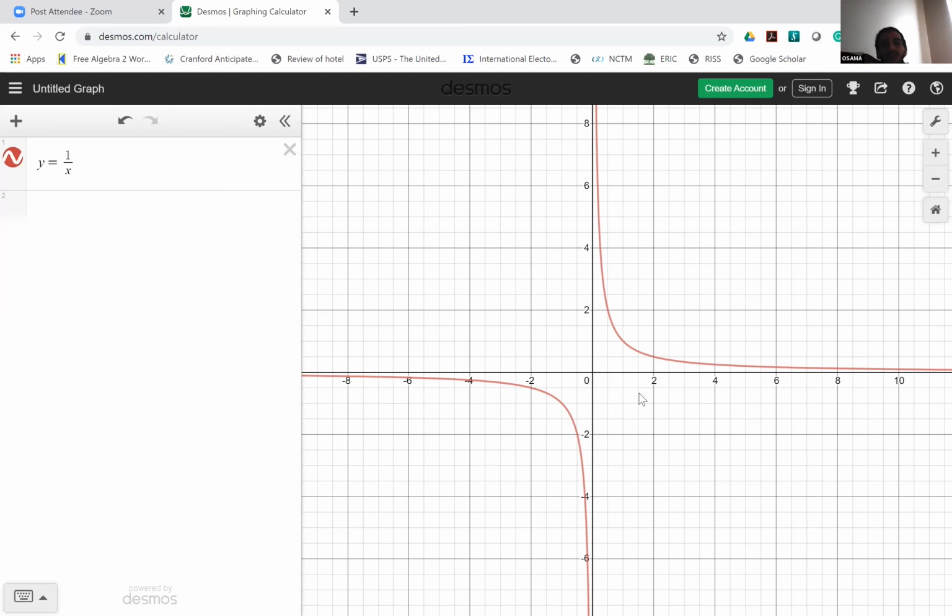The value never gets to 0. What does that mean? Then because x is in the denominator, it can't be 0. Yeah, so on the graph, how can you explain that?